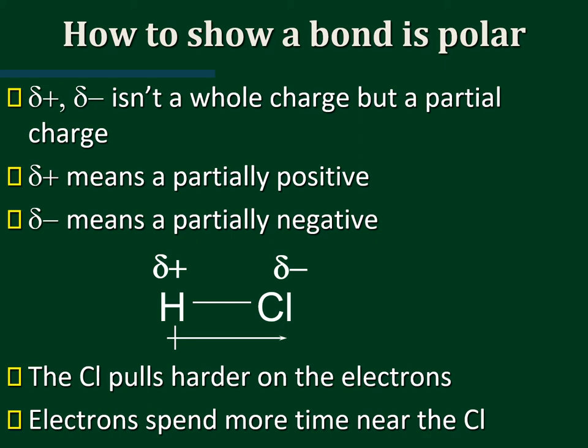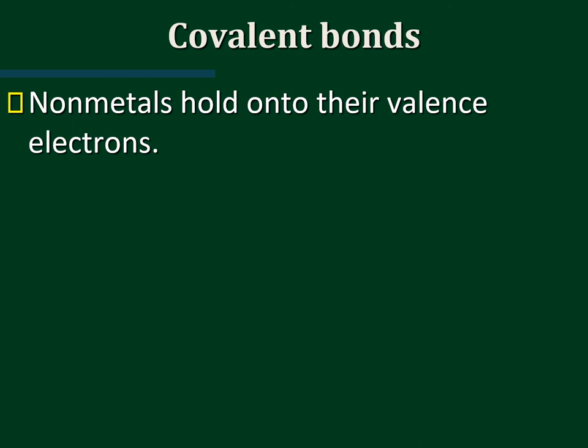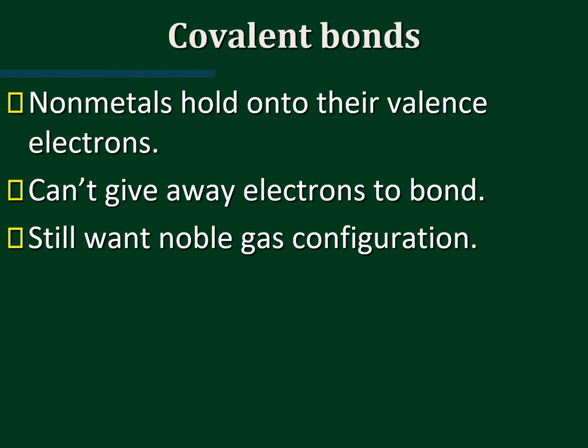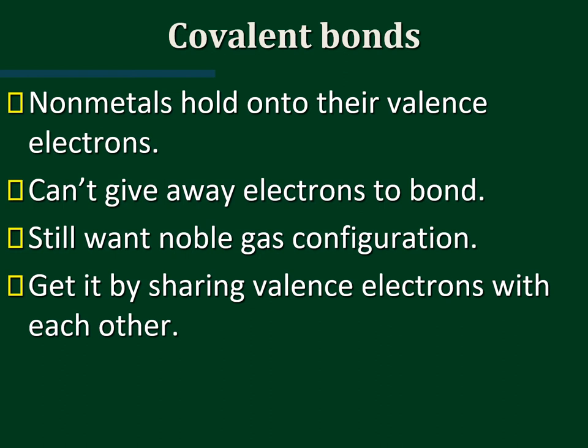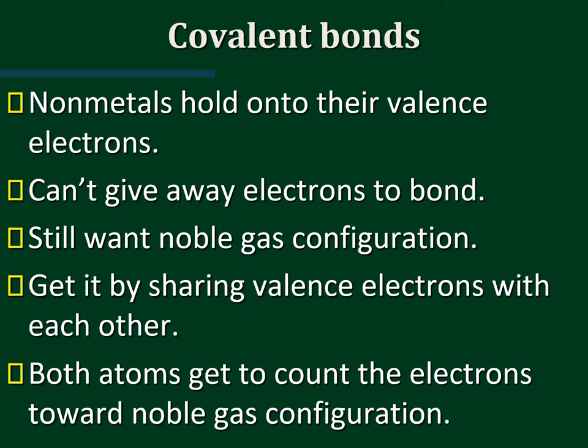Electrons spend more time near the chlorine. Now, covalent bonds. Nonmetals hold onto their valence electrons, so they can't give away electrons to bond. They still want a noble gas configuration. They get it by sharing valence electrons with each other, so both atoms get to count the electrons toward noble gas configuration.